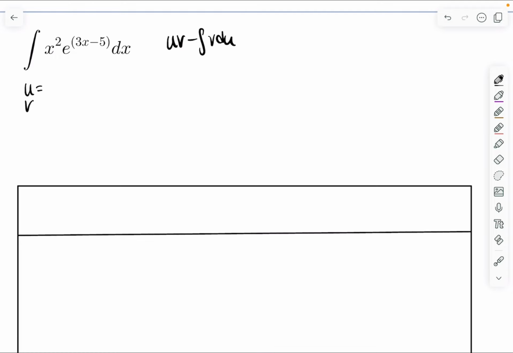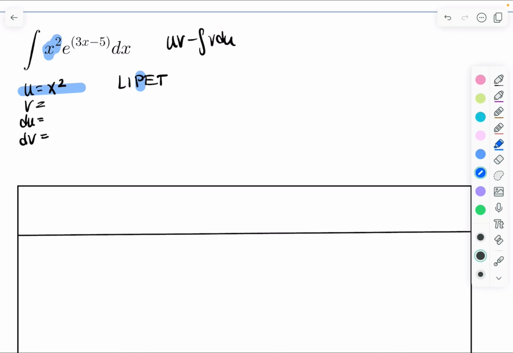Then I list out everything I need: u, v, du, and dv. I first start with choosing what u is, and I use LIPET for that. So I ask myself, are there any logarithmics? No. Are there any inverse trig? No. Are there polynomials? Yes, the x squared. So x squared is going to be my u. Then whatever's left becomes my dv.